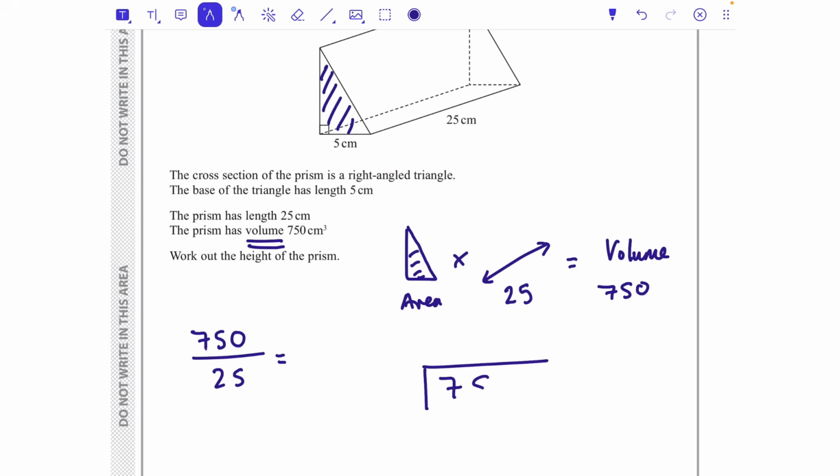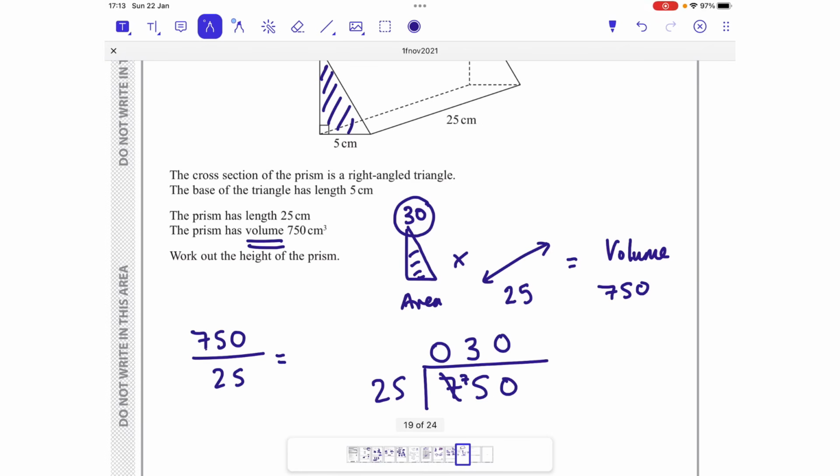Let's do a little bus stop for that, because that's going to be more straightforward. 25 into 7 doesn't go, but 25 into 75, so let's cross that out. 25 into 75 goes 3 times. 25, then 50, then 75. And then 25 into 0 goes nothing. So we now know that the area of the triangle has to be 30, so that when we multiply it by 25, we get 750.